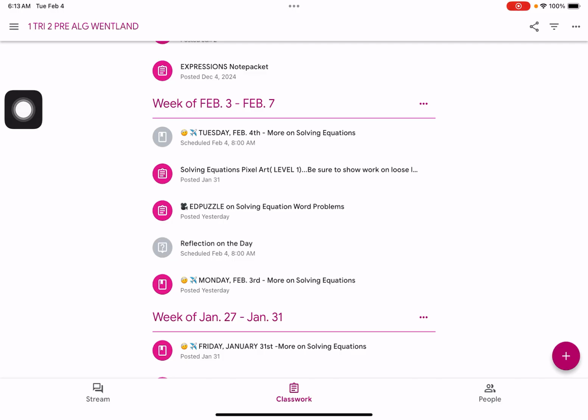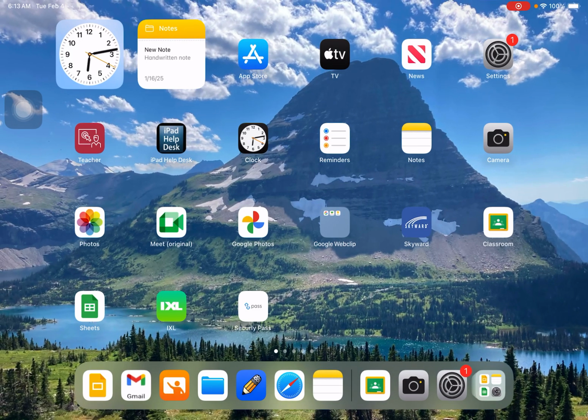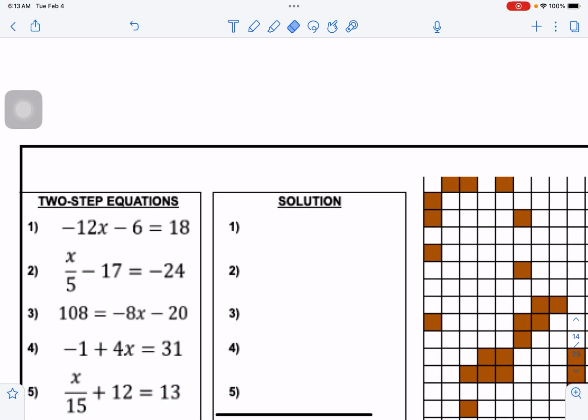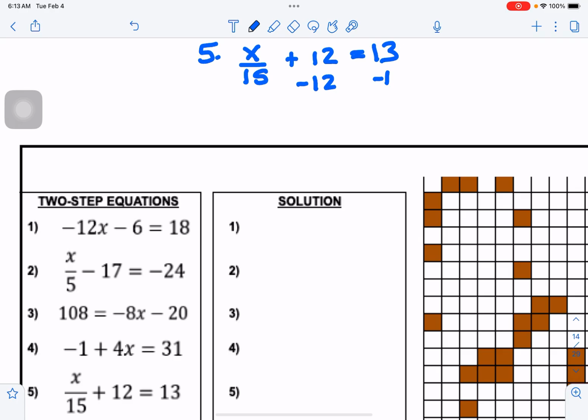For the pixel art, which we started yesterday, remember that there are some expectations as far as the work goes on loose leaf. On the loose leaf, you're going to want to make sure that you clearly number the problem. And I'm going to work through one problem with you right now just to help you remember how to solve equations as a refresher. Remember, when solving equations, what you do to one side, you want to do to the other to keep it balanced.